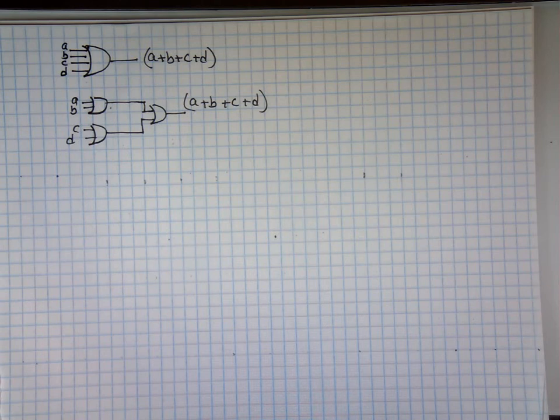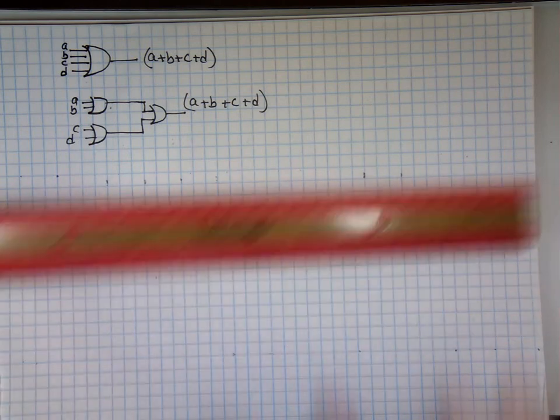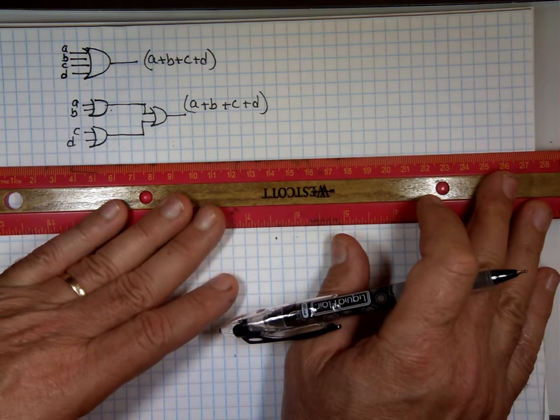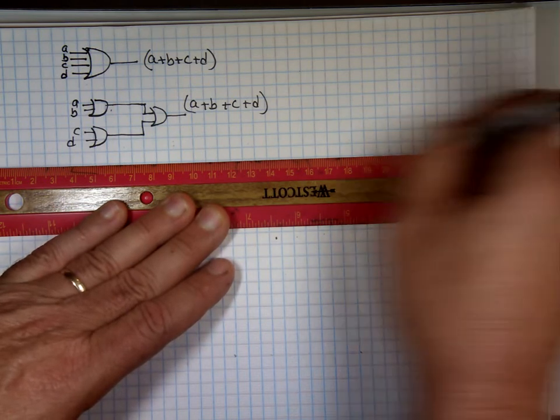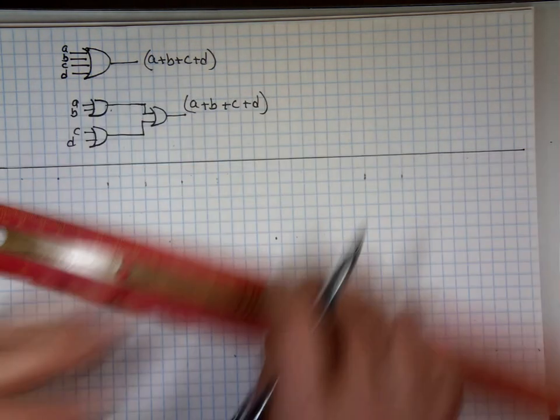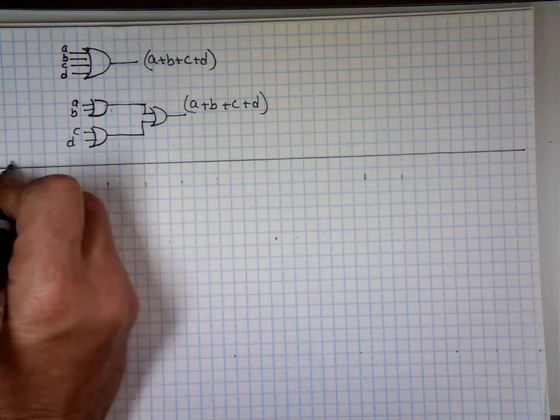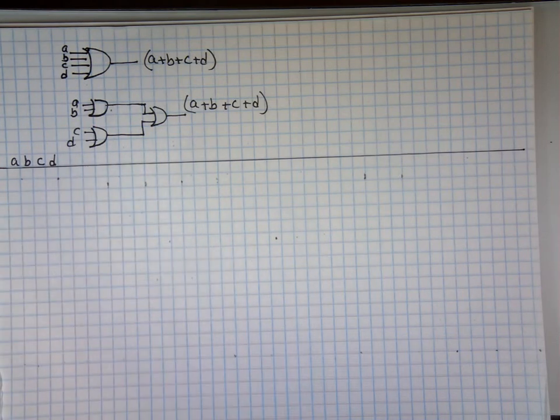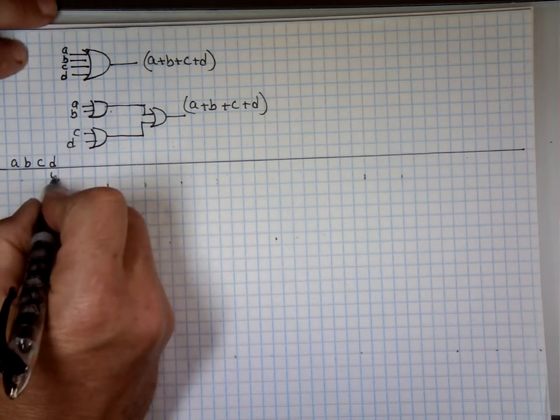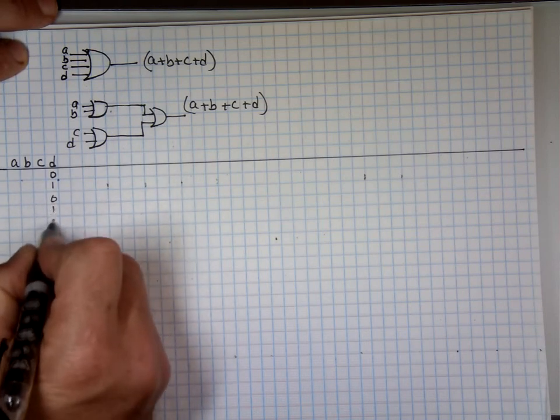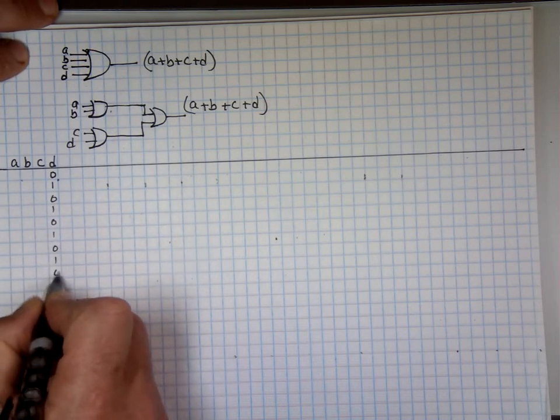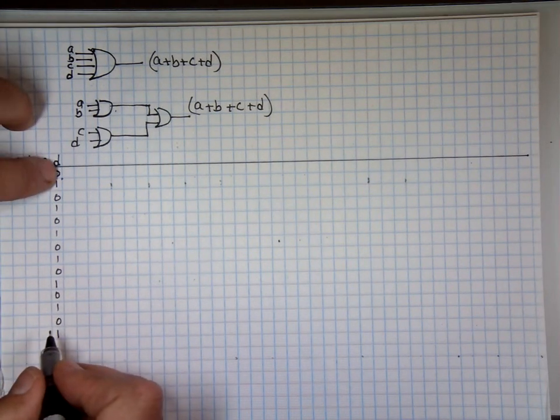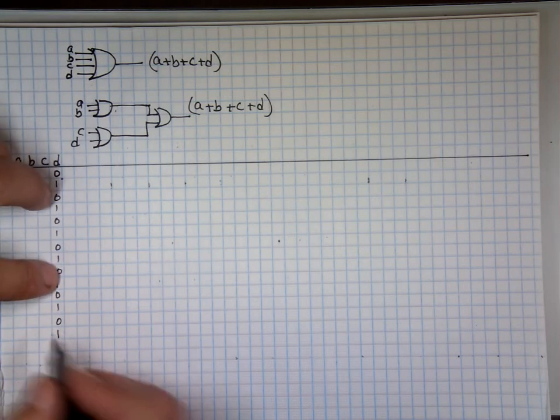Now, how many inputs do you have? 4. What's 2 to the power of 4? 16, right? There are 16 combinations here. So I'm going to call this one A, B, C, and D. Here we go. Look how quick. 0, 1, 0, 1, 0, 1, 0, 1, 0, 1, 0, 1, 0, 1. How many do I have so far? 1, 2, 4, 6, 8, 10, 12, 14. There's 16.